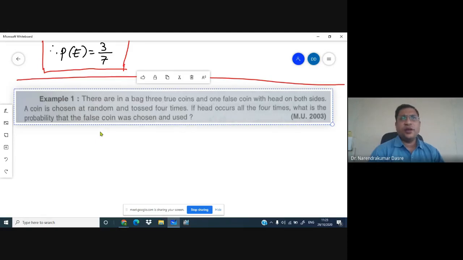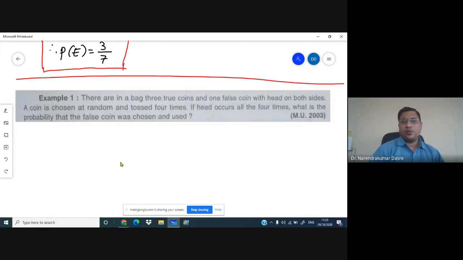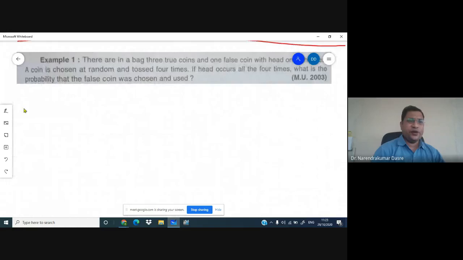So the event has happened, that we have obtained 4 heads, and then I want to know the source. Was the source true or false? I want to know whether the false coin was chosen. That's what the problem is. Now we have to solve this, so let us go with the solution.